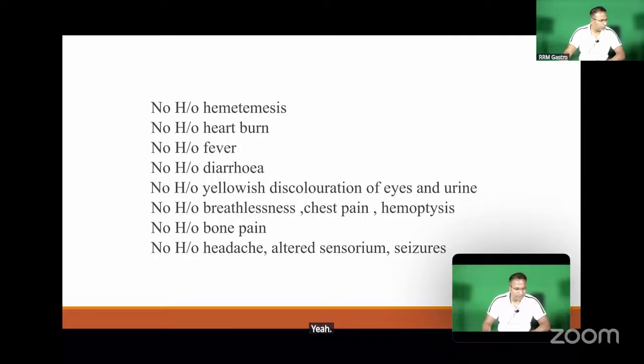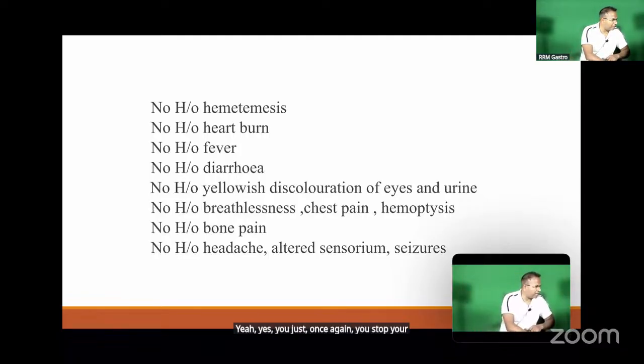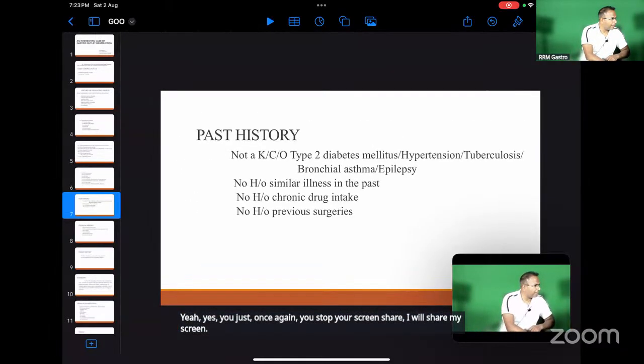Yes, you just once again stop your screen share. I will share my screen. One second, you wait.